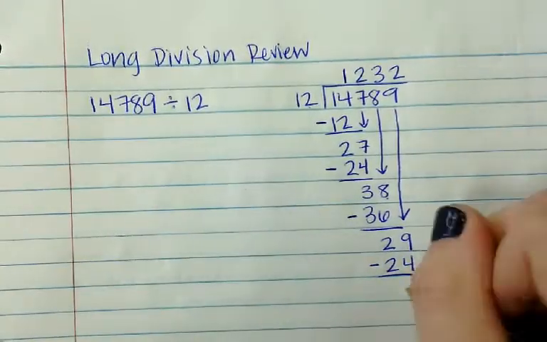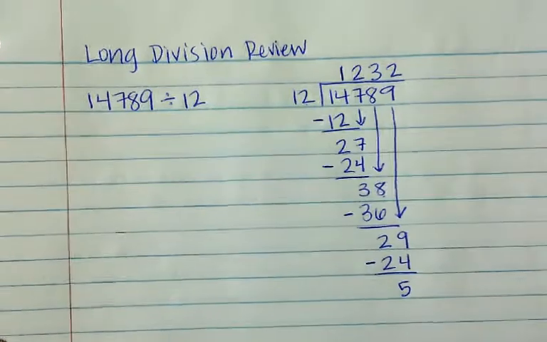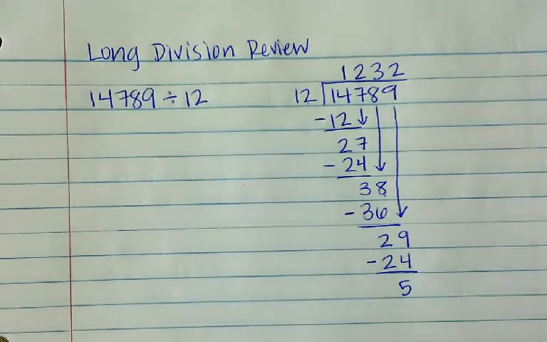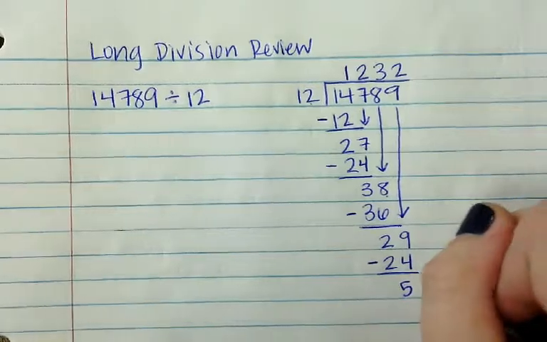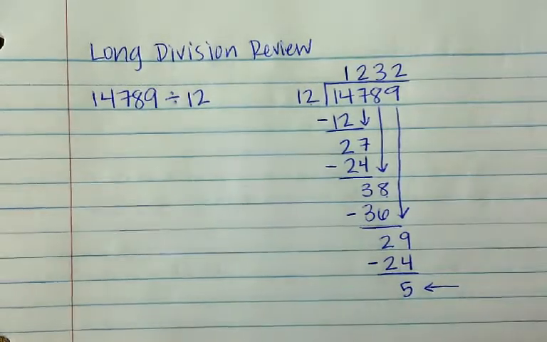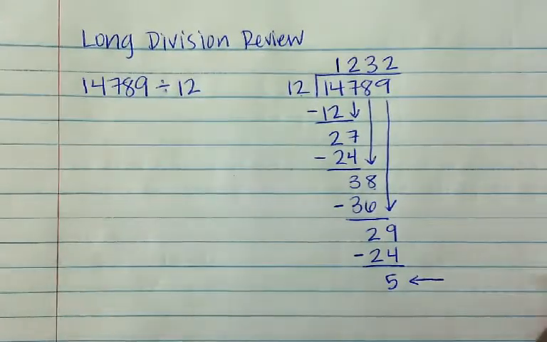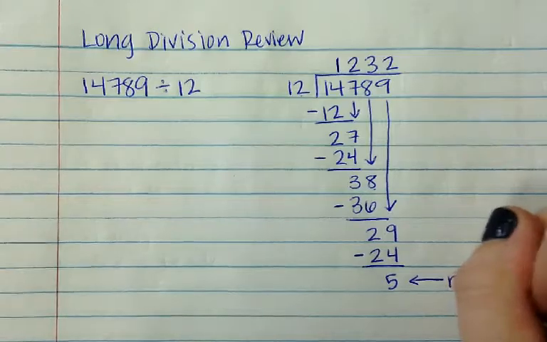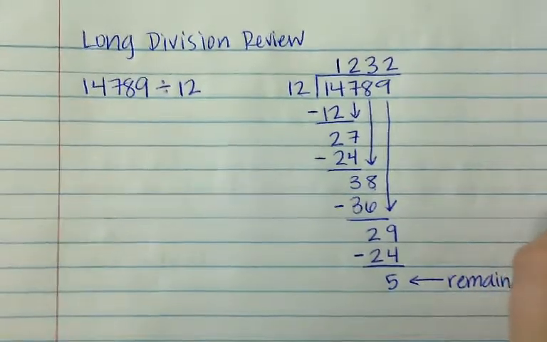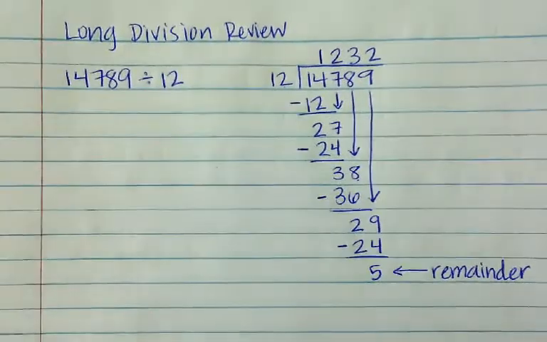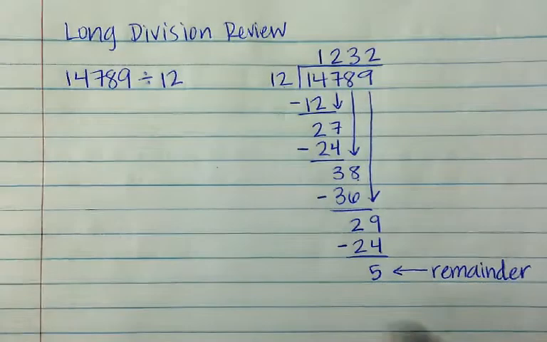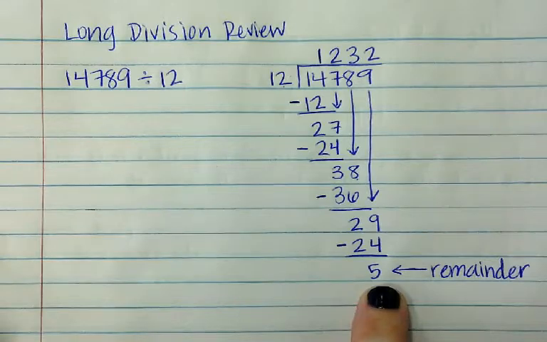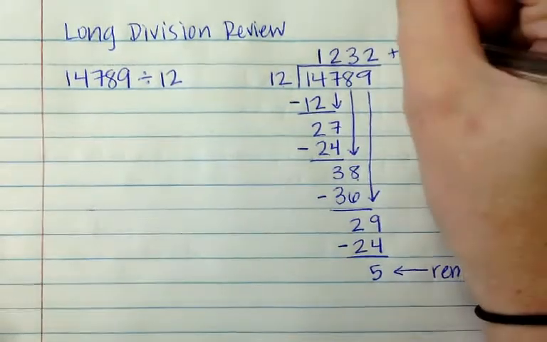All right, this is kind of long. But guys, help me out here. What is this 5 right here? Do you guys remember what that's called? Because there's nothing else to bring down. This is your remainder. Do you guys remember doing this with a remainder? Okay. So your remainder is 5. So how we would write the answer is you would say plus 5 over 12.